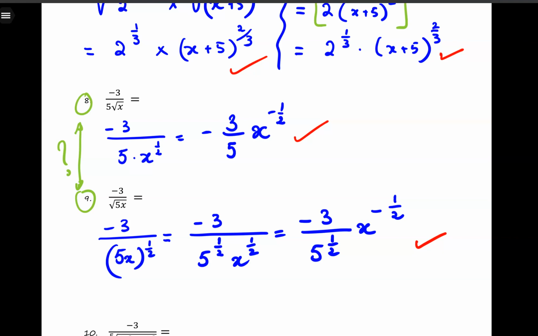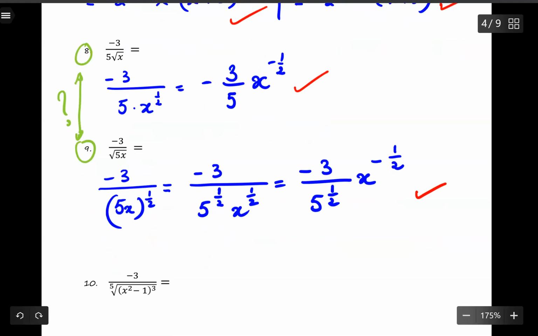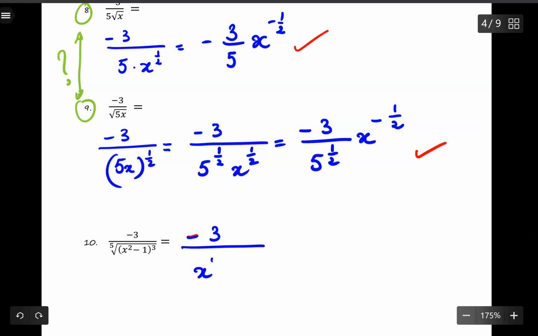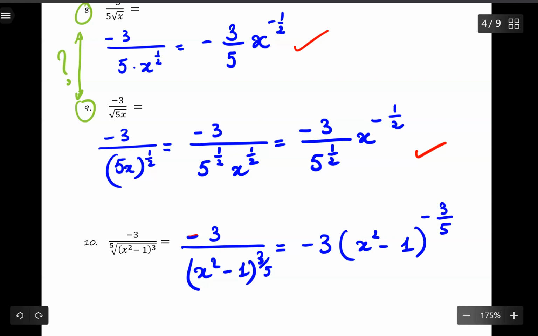Okay, very good. For number 10, this is actually very simple. I can write negative 3 times x squared minus 1, with 3 over 5 as the exponent in the denominator. So I just simply bring the entire x squared minus 1 up and raise that to the exponent negative 3 over 5. Okay, so I have a few more.